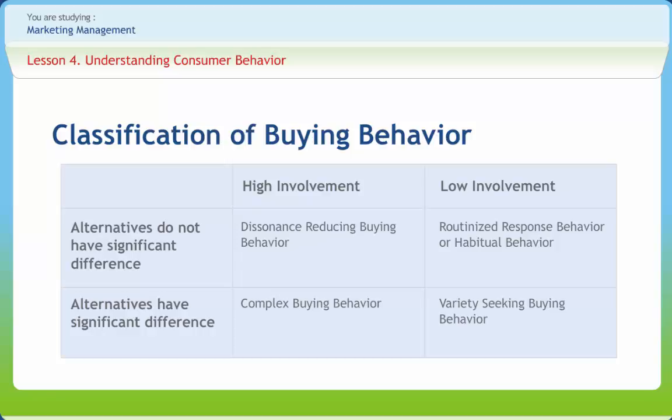Complex buying behavior is a case where the consumer is highly involved in situations very similar to the first case of dissonance reducing buying behavior, but he finds a substantial difference among the available brands. In this case, the buyer develops beliefs about the product or service. Then he develops a set of attitudes towards the product, and finally he makes a deliberate choice. This is a case when products are expensive, bought infrequently, risky and highly self-expressive.